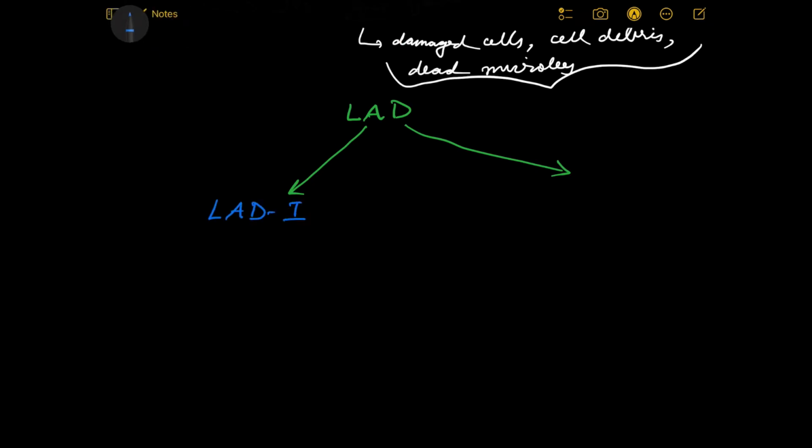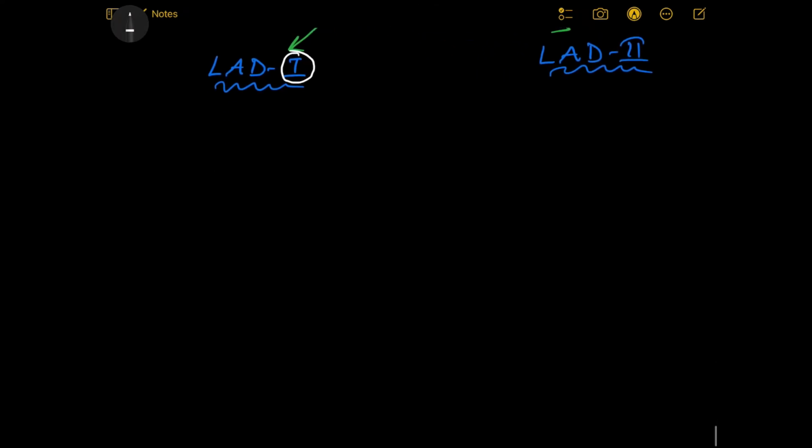LAD1 and the other is called LAD2. Okay, LAD1, LAD2. LAD1, 1 in Roman looks like I. So we can say that LAD1 is due to a defect in the integrin family of molecules. Let's actually draw a line here.